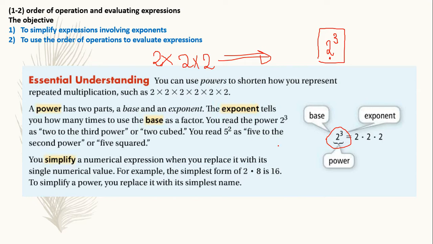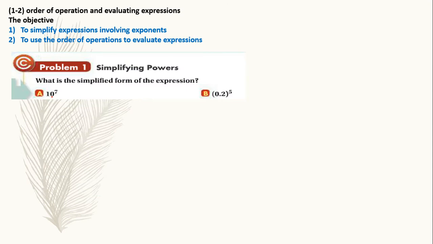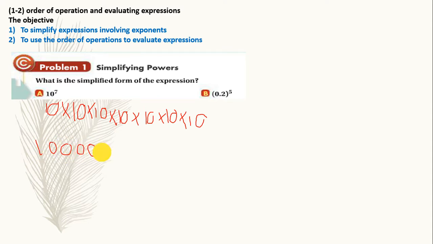So let's see what we have next. Now, 10 to the power 7. You will multiply 10 by itself, 10 times 10 times 10, and you will repeat it 7 times. So 7 times means you will have 7 zeros. So that's 1, 2, 3, 4, 5, 6, 7. So that's 10 to the power 7.